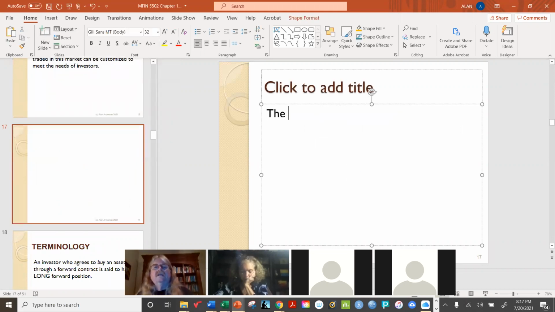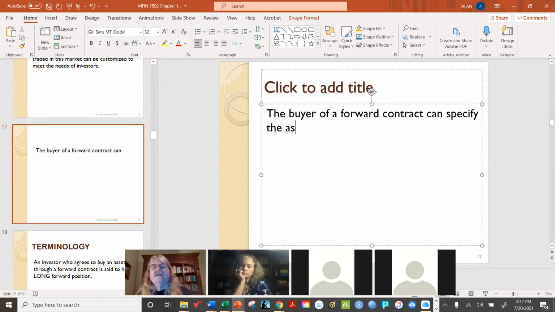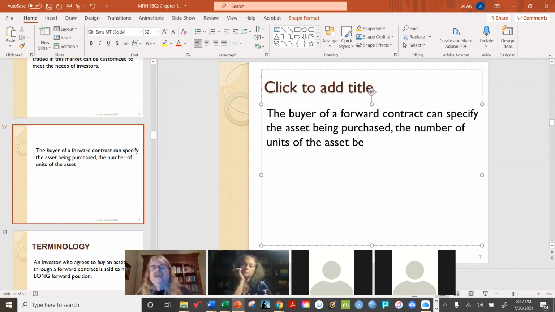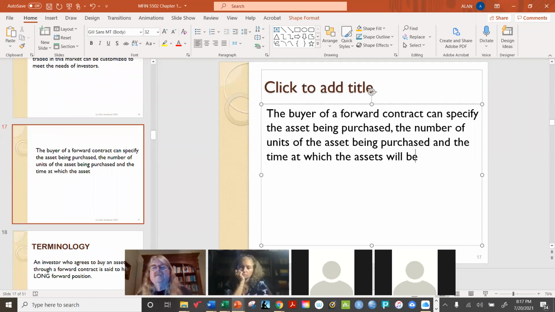So the buyer of a forward contract can specify the asset being purchased, the number of units of the asset being purchased, and the time at which the assets will be delivered. So we have complete control over that. The only thing is whoever's selling us this contract has to agree to it. That's it. That's the holdup. We have to agree with somebody else.